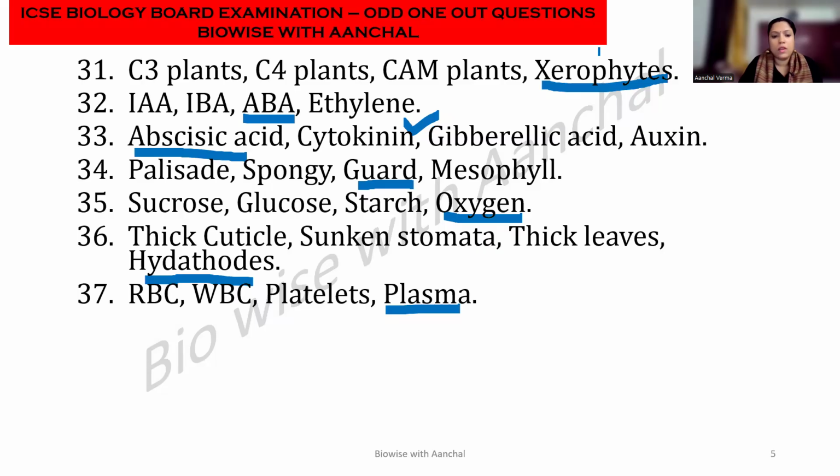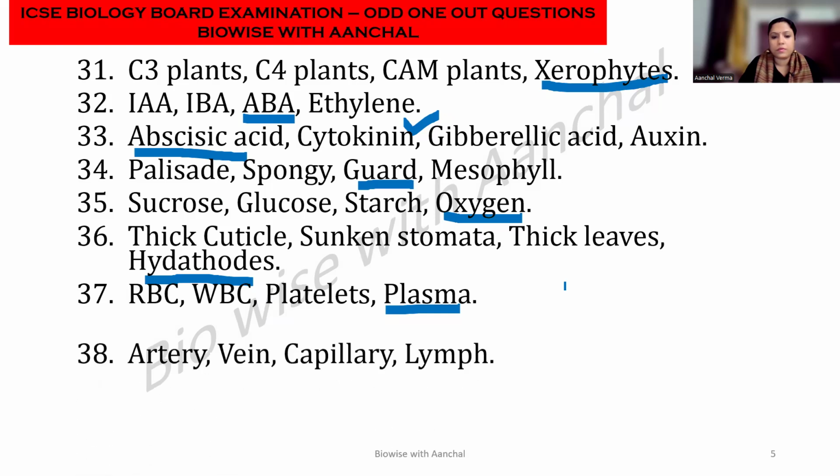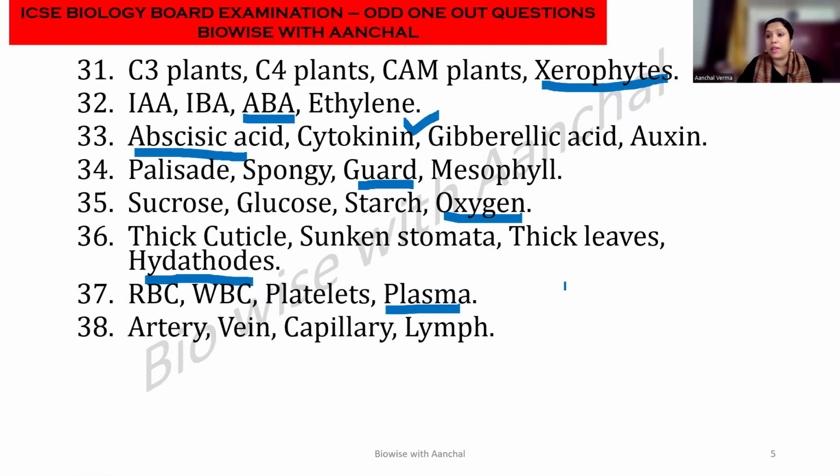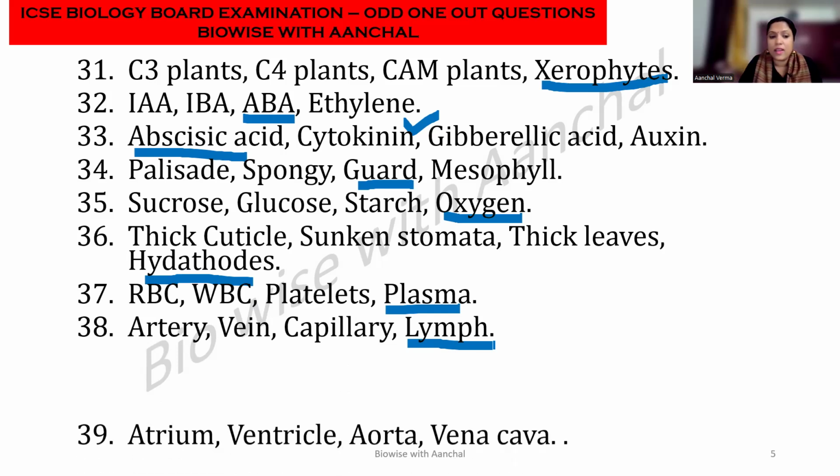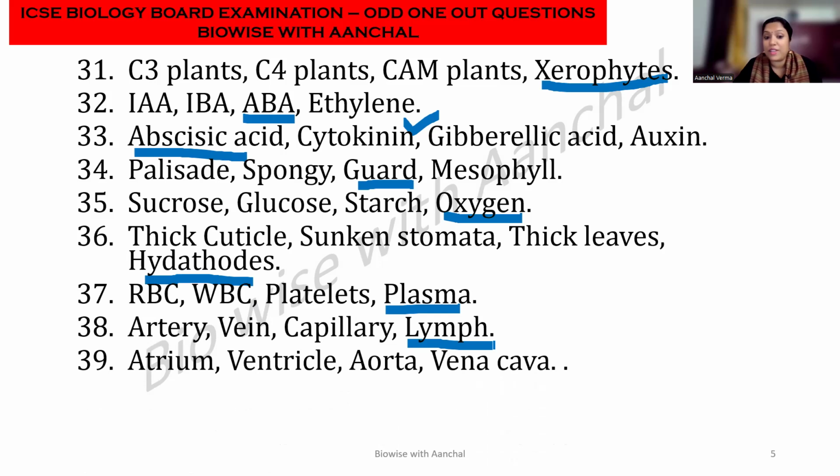Next one, you can see arteries, veins, capillary, and lymph. Now here the odd man out is lymph. Why lymph? Because artery, vein, and capillaries are the blood vessels, but lymph is a fluid which flows in the lymphatic vessels. Right. Moving to the next, atrium, ventricle, aorta, and vena cava.